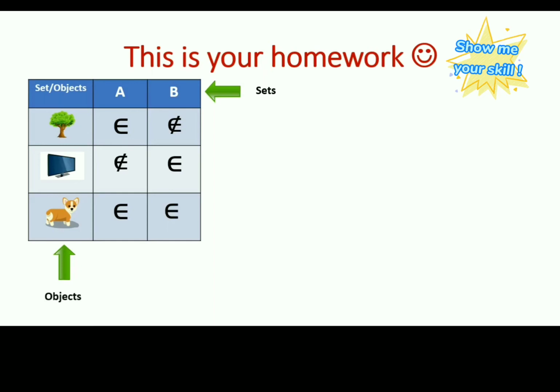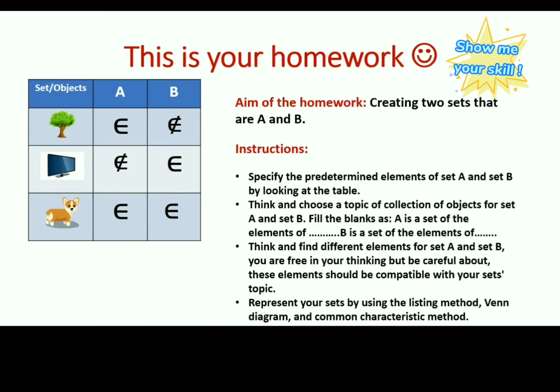For example, look at the tree. The tree is an element of set A, but is not an element of set B. Let's write more clearly. This object is an element of set A and this object is not an element of set B. Now, you can determine all of the predetermined elements of set A and set B. Then, you follow the instructions. And again, these are instructions.